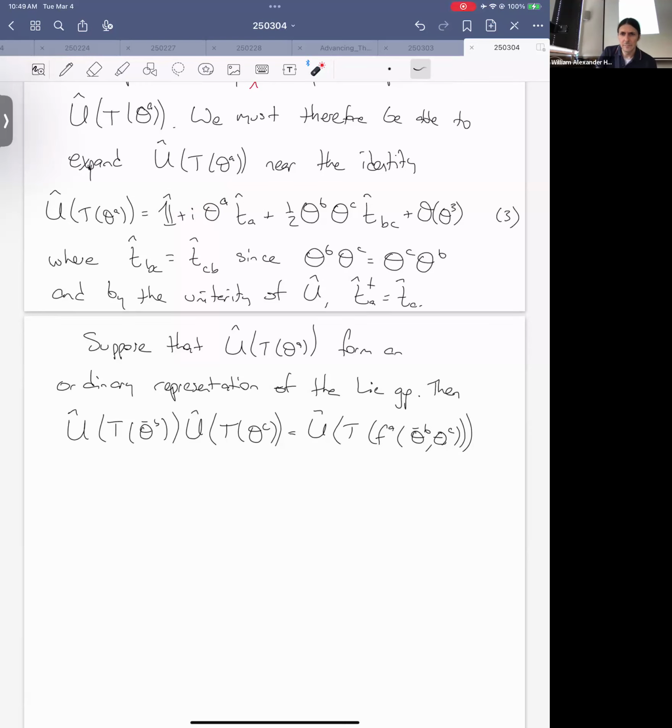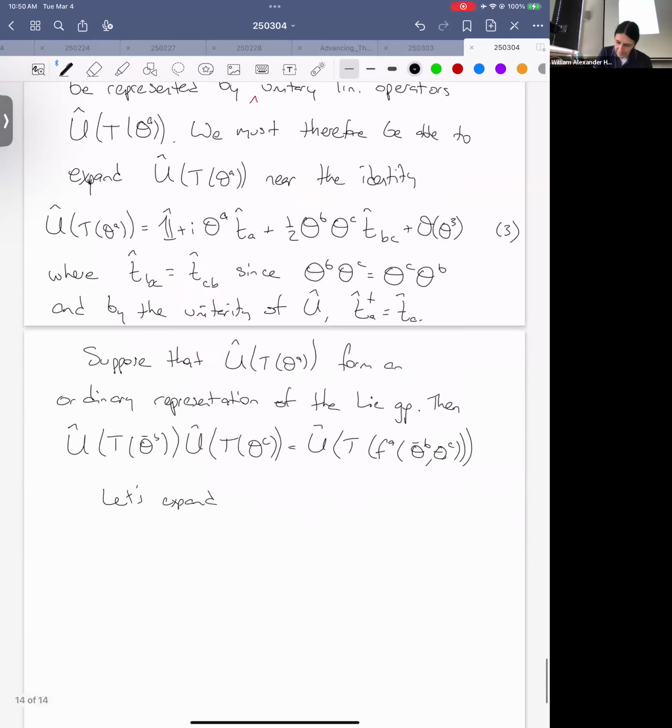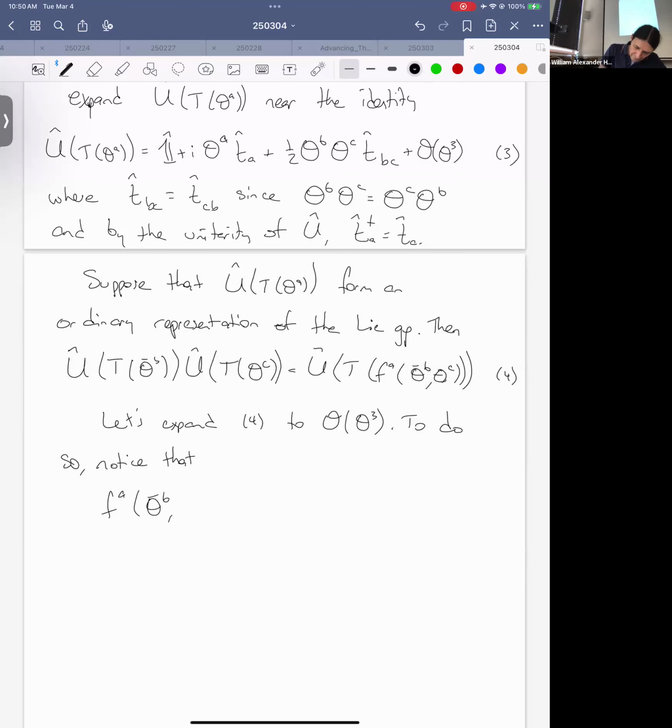Okay, let's expand. Let's call this 3, let's call this 4. To order theta cubed. Okay. So to do so, notice that this F A of theta bar B theta C, this thing has to be equal to theta bar A plus theta A plus an F A B C theta bar B theta C plus order theta cubed.